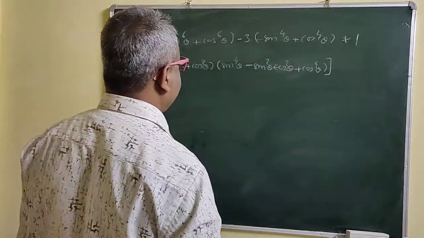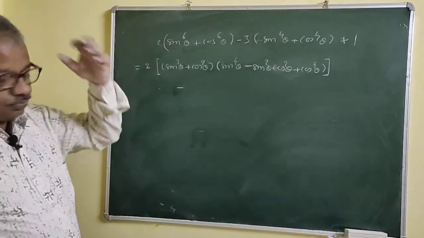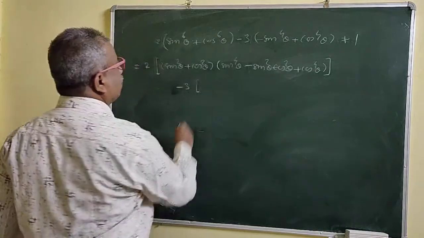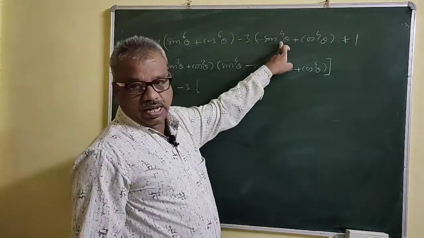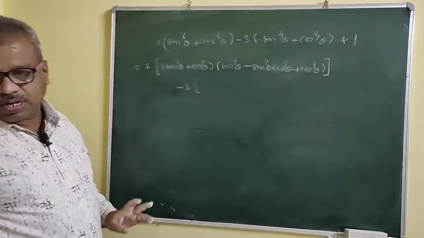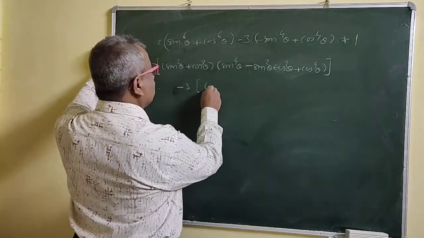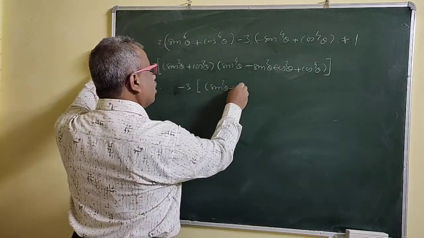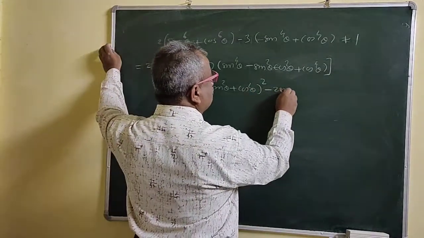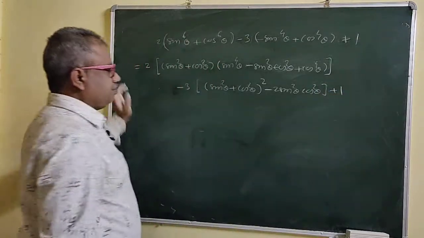Then this is minus 3 now. Again we'll write it in bracket. Now this is a square plus b square, right? So a square plus b square is the same as (a plus b) square minus 2ab. So your a is sin square theta. So sin square theta plus cos square theta, bracket square, minus 2 sin square theta cos square theta, plus 1 now.